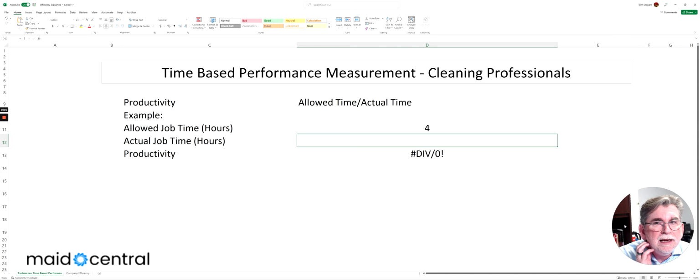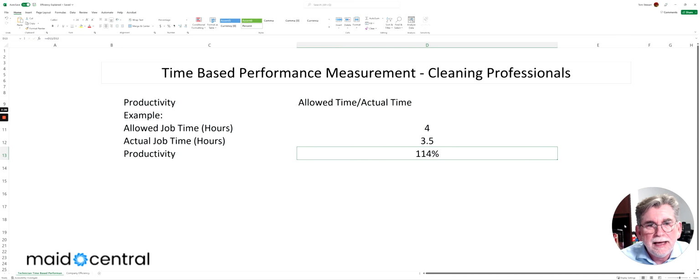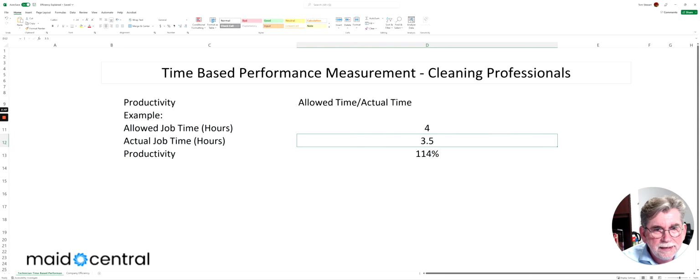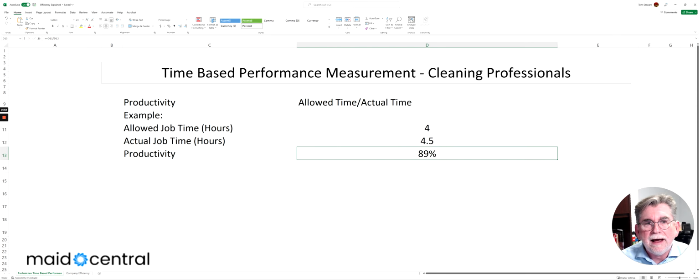And say we send a solo to that home and they actually got the home cleaned in 3.5 hours. That would be a productivity of 114%. That's awesome. If that cleaning professional is being paid on an incentive pay system like commission or allowed hours pay, they're actually making more money per hour under a scenario like that than a cleaning professional would be if they went in and cleaned that home in, say, 4.5 hours.